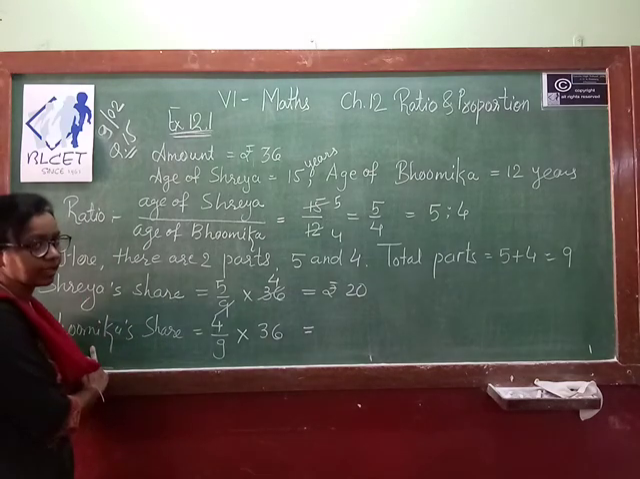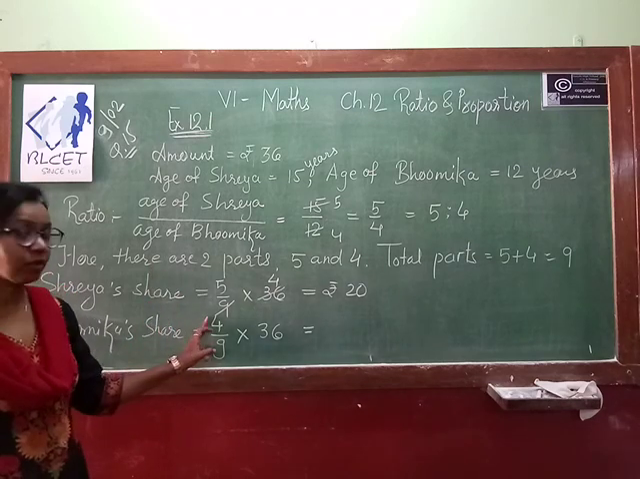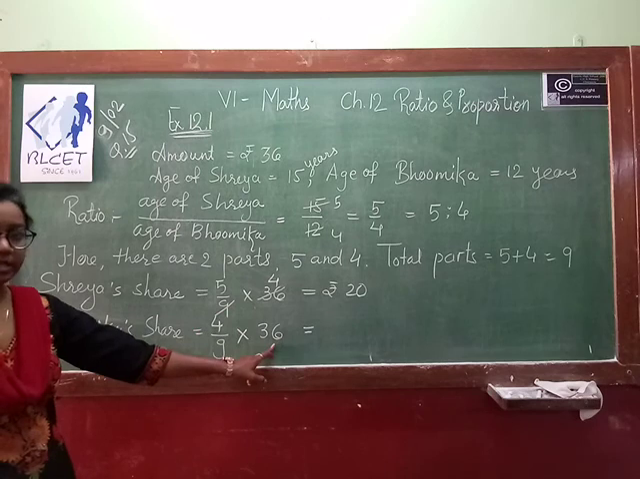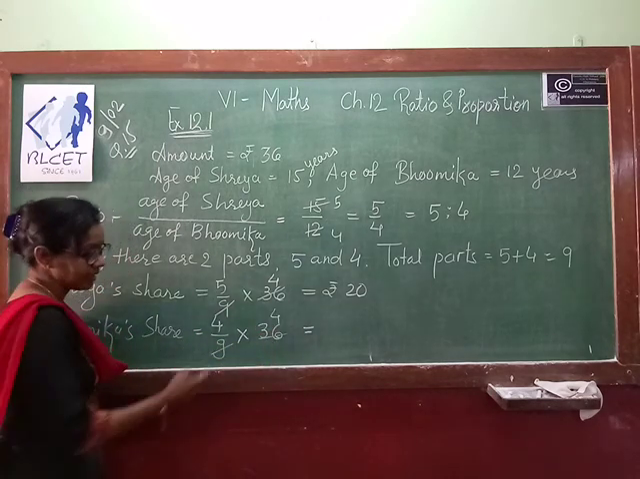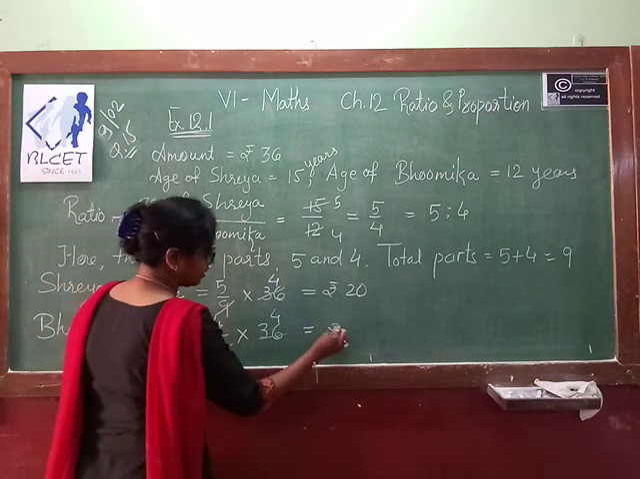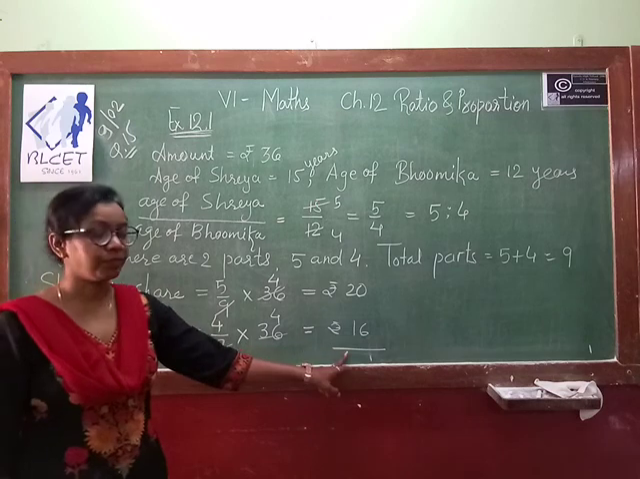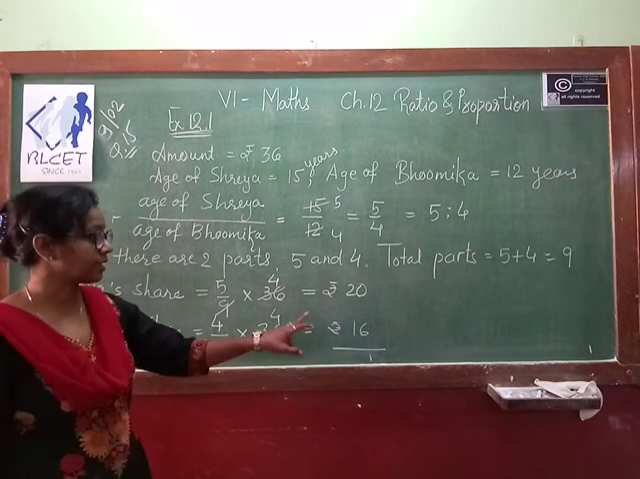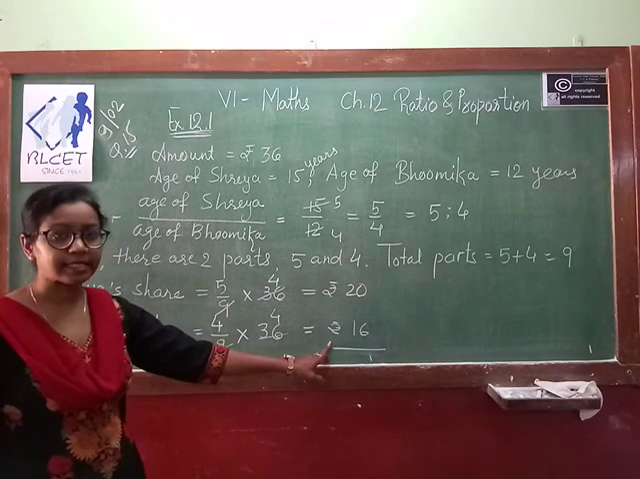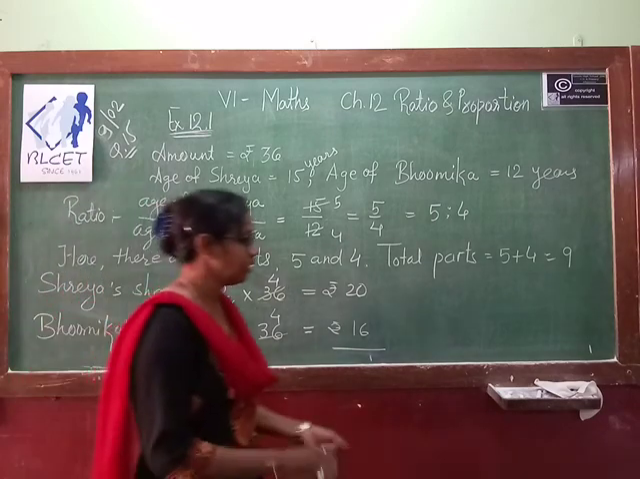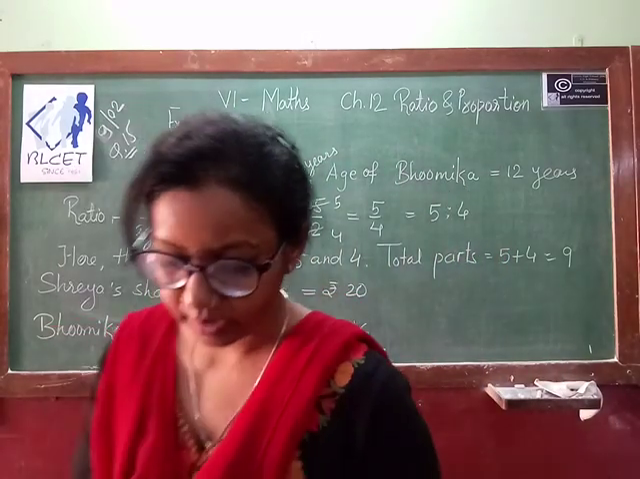Now what about Bhumika? So out of 9 parts, 4 parts will go to Bhumika, of rupees 36. So again we do the cancellation here. 9 4s are 36 and 4 4s are rupees 16. When you do the total, you will get rupees 36. So yes, our answer is correct that Shreya will get 20 rupees and Bhumika will get 16 rupees. So this way we can solve question number 15. Move on to the next question.